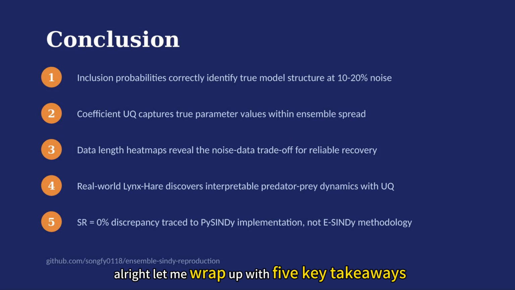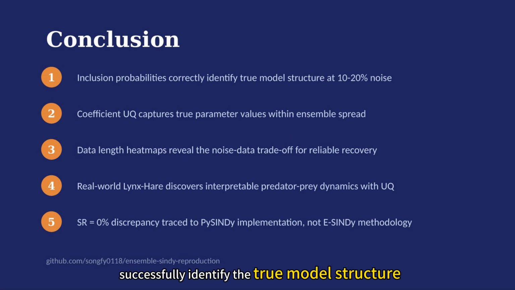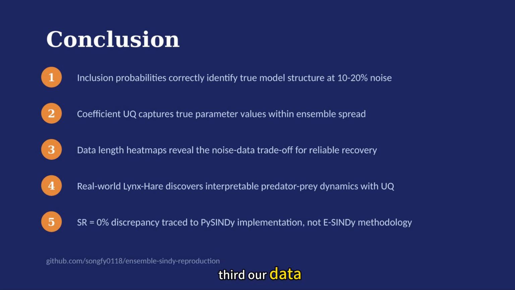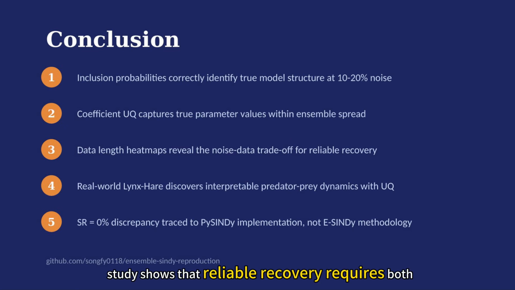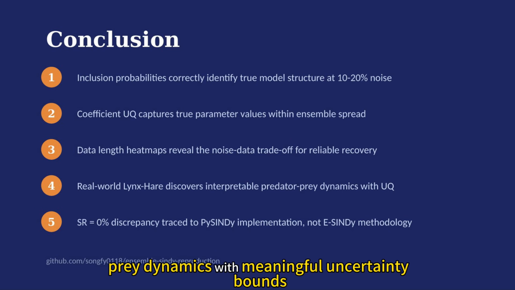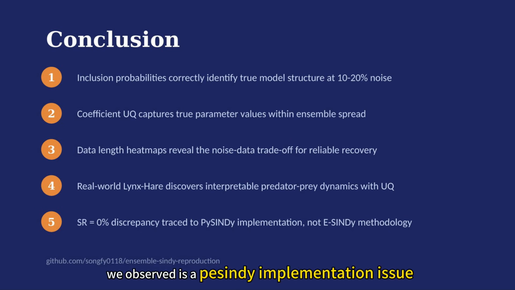Alright, let me wrap up with 5 key takeaways. First, inclusion probabilities successfully identify the true model structure even at 10 to 20% noise. This is the most important result. Second, eSINDy provides meaningful uncertainty quantification through coefficient distributions. Third, our data length study shows that reliable recovery requires both low noise and sufficient data at the same time. Fourth, on the real-world Lynx-Hare dataset, eSINDy discovers interpretable predator-prey dynamics with meaningful uncertainty bounds from just 21 data points. And fifth, the success rate discrepancy we observed is a PySINDy implementation issue, not a fundamental problem with eSINDy.